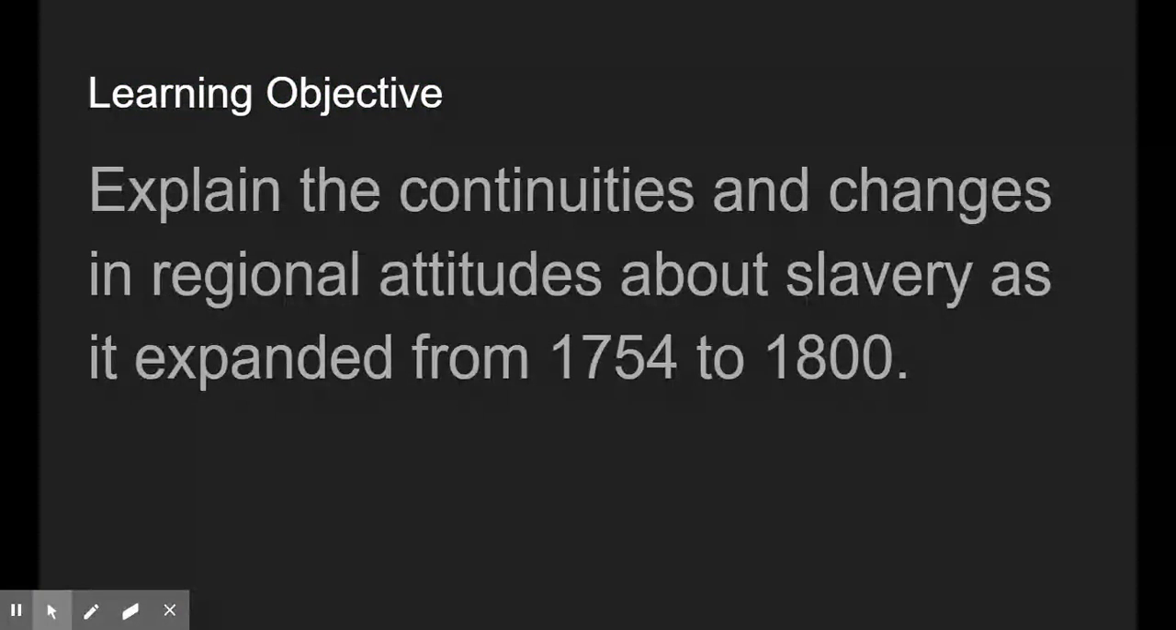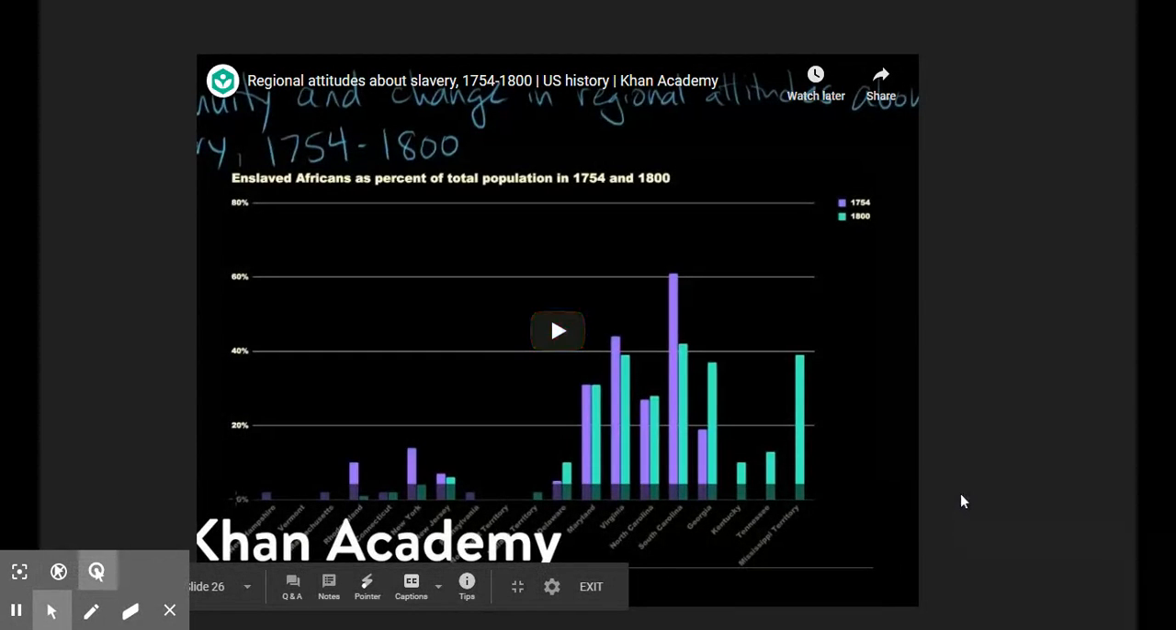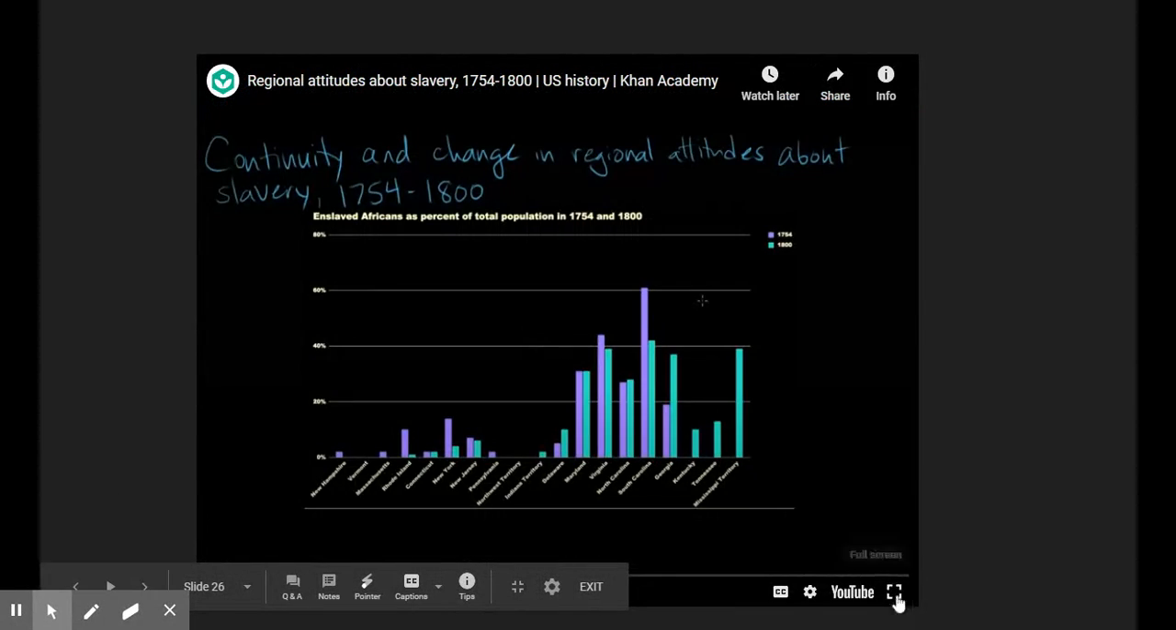Now, our next learning objective is to explain the continuities and changes in regional attitudes about slavery as it expanded from 1754 to 1800. So it's not just white settlers moving west for new land. Those coming from southern states, slave states, are bringing their slaves with them. And what is the impact of that? For that, you'll check out this video from Khan Academy to get some more interpretation and some statistics.